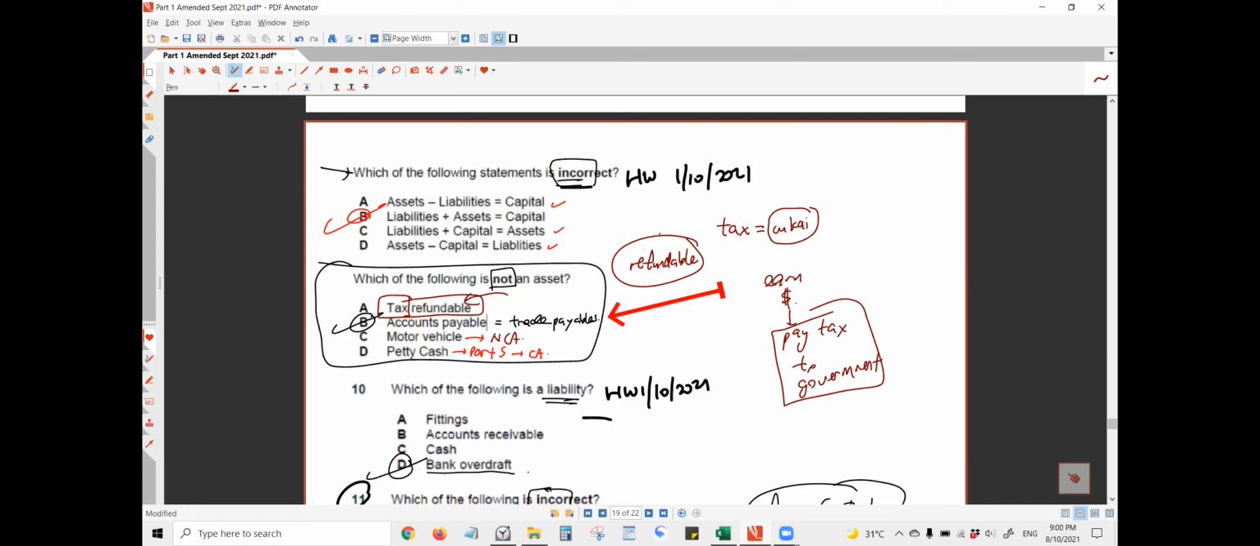That means maybe we have overpaid the tax. Maybe you should pay $1,000 tax, but you accidentally pressed one extra zero, so you transferred $10,000 to the government. That's why the government has to refund us. This is tax refundable. It's a current asset, you may write that down. The government owes us the money because we have overpaid. So the answer is B. Others are assets.